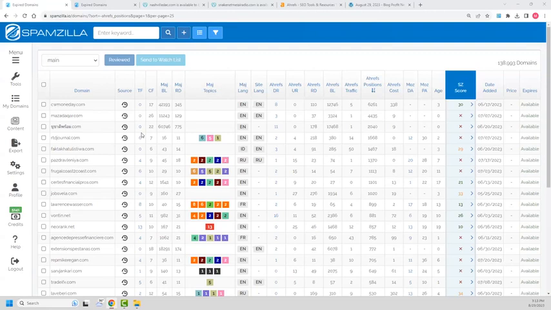Is there anyone that does it? Is there anyone here that uses Spamzilla with the lowest Ahrefs? It'd be good to know. Yeah, Isaac, can you get a screenshot of your Ahrefs and see if it matches mine? That would be pretty helpful to know for everyone. That would be very appreciated.